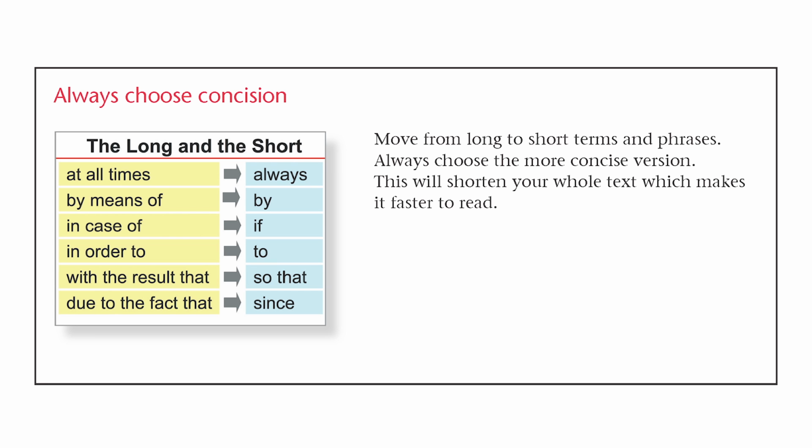Always choose concision. Move from long to short terms and phrases. Always choose the more concise version. This will shorten your whole text, which makes it faster to read. For example, "at all times" would become "always." "By means of" becomes "by." "In case of" becomes "if." And "in order to" becomes "to."